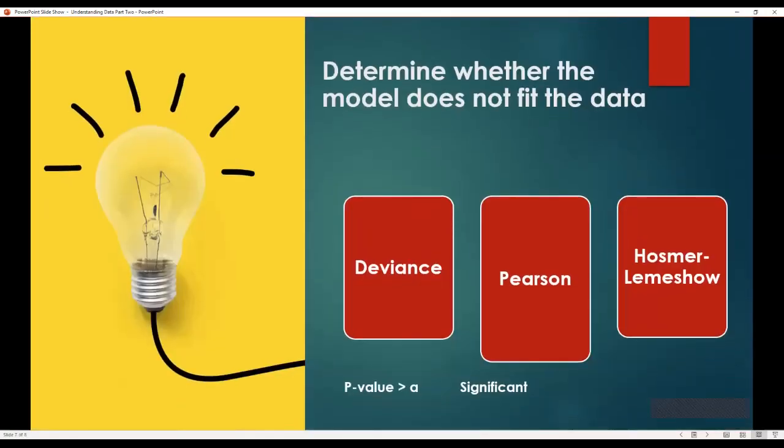And the last step is to determine whether the model does not fit the data. There are also 3 estimation parameters that enable us to determine that. The first one is the deviance, the second one is the Pearson, the third one is the Hosmer-Lemeshow. We have the same interpretation for these 3 parameters. If the p-value is greater than your level of significance, this implies that the model fits, that it is fit to explain the variation in your dependent variable.